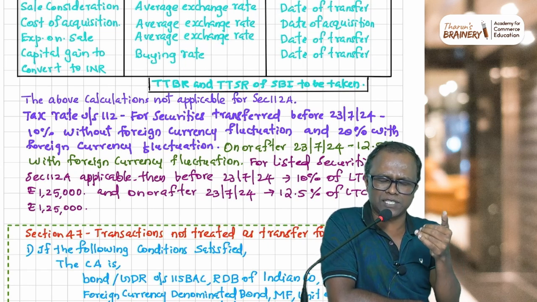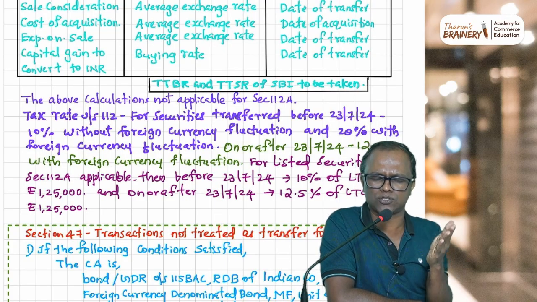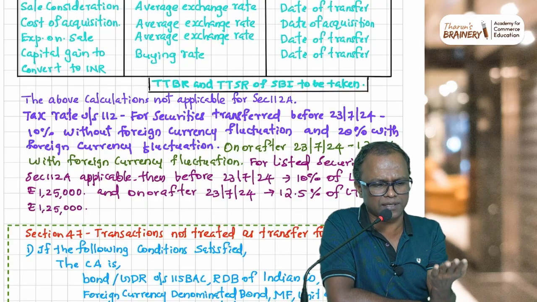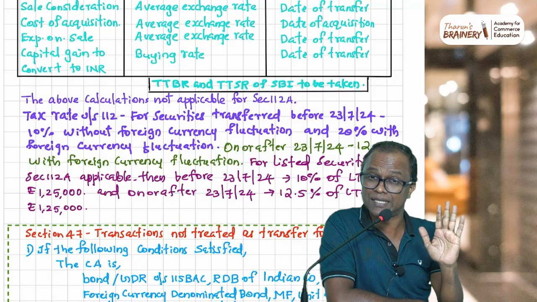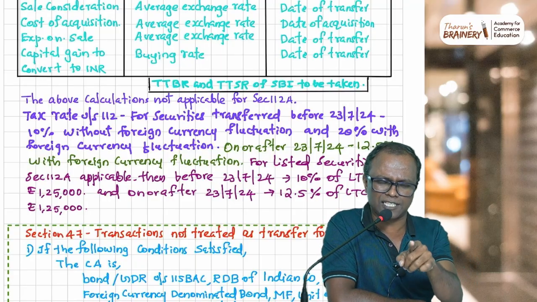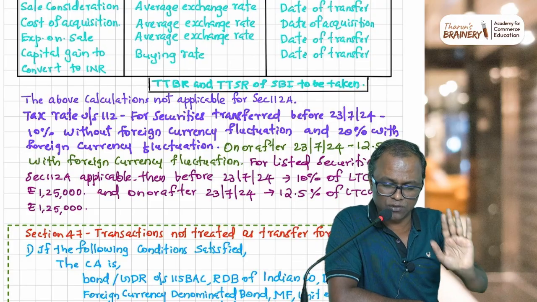If the date of transfer is after 23rd July 2024, the rate of tax will be 12.5%. And if it is prior to 23rd July 2024, that is in our previous year, April, May, June, up to 23rd July, the rate of tax in excess of 1,25,000 will be 10%. In excess of 1,25,000, 12.5% if the transfer date is after 23rd July 2024. So that is the 112A rate of tax.